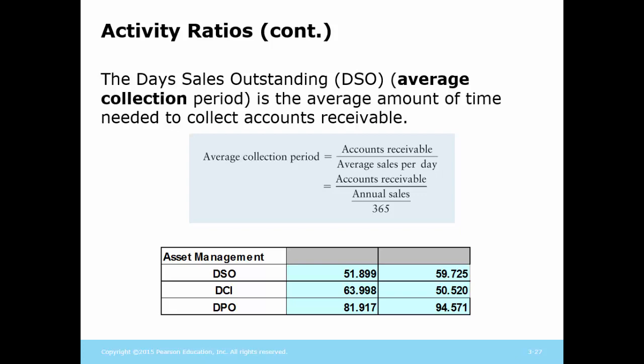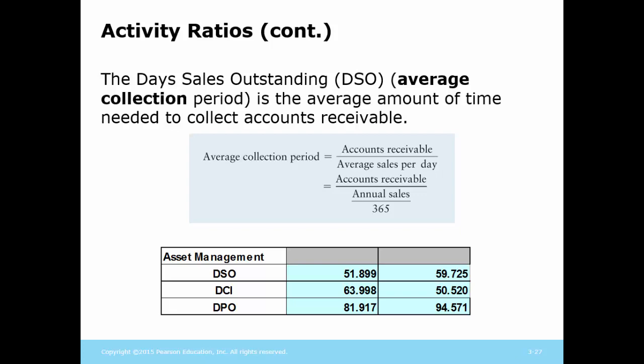Days sales outstanding is the average amount of time it takes for us to receive our payment from our accounts receivable. And again, you can see here roughly 51 days in 2014 and almost 60 days in 2015. So we have increased by almost, well, a little bit over 8 days. We have increased the time it takes for us to get our accounts receivable.